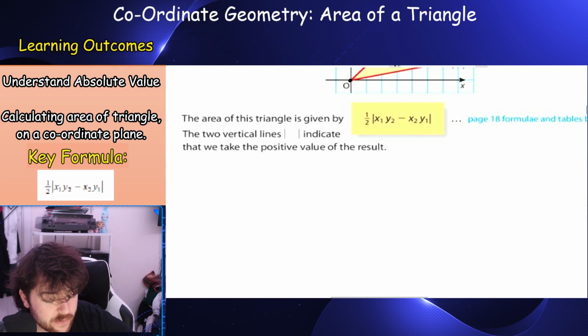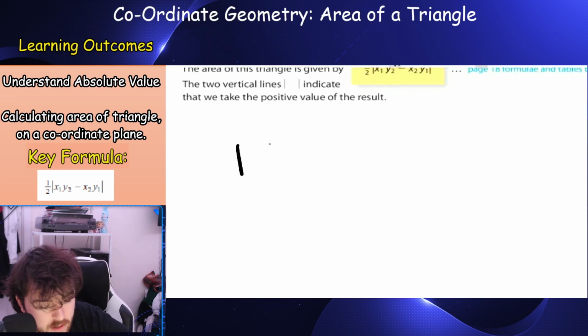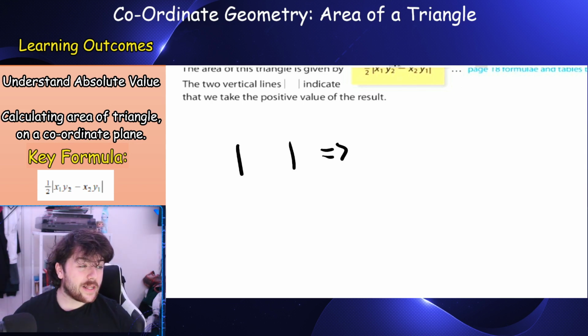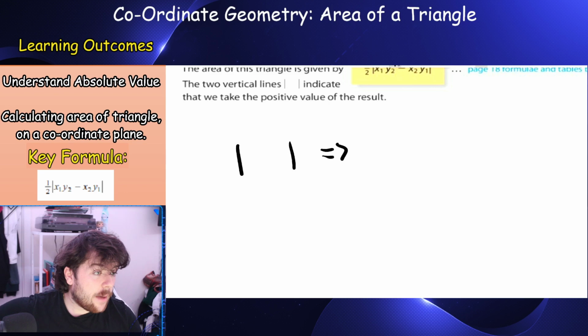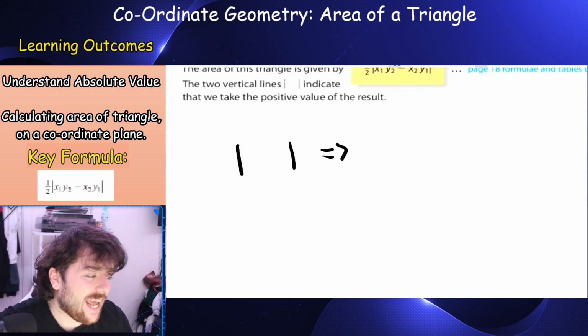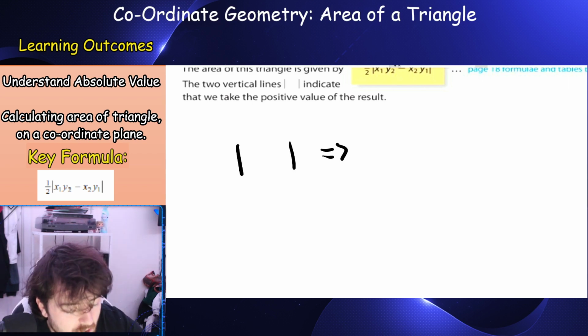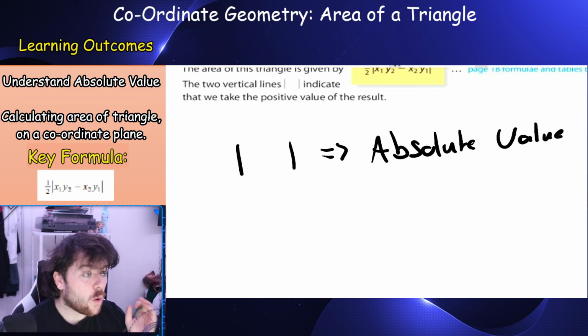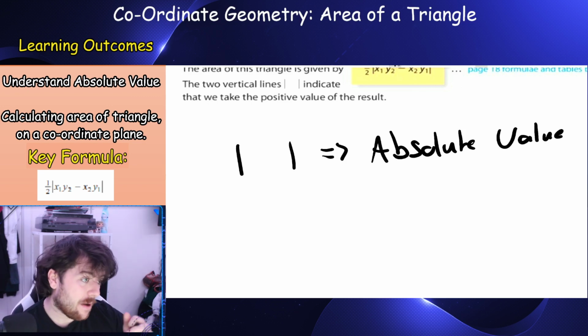So first of all, what's absolute value? If I see two lines like this, sometimes this is used to indicate distance in coordinate geometry, but in this instance, for this formula, it indicates absolute value. So what is absolute value? It just means whatever is inside that bracket, or lines I should say, I make it positive.